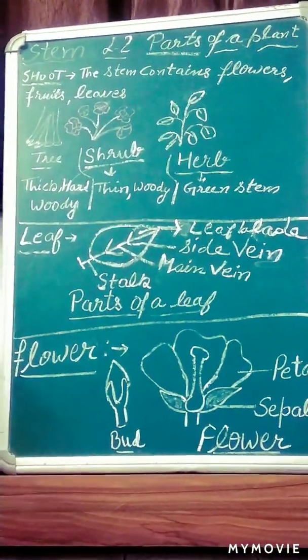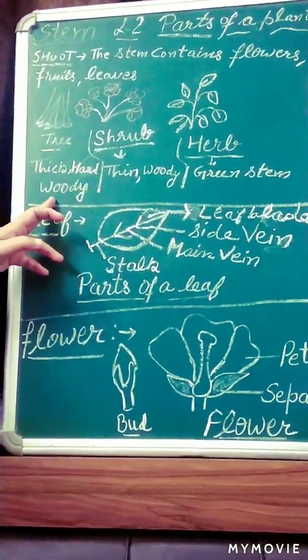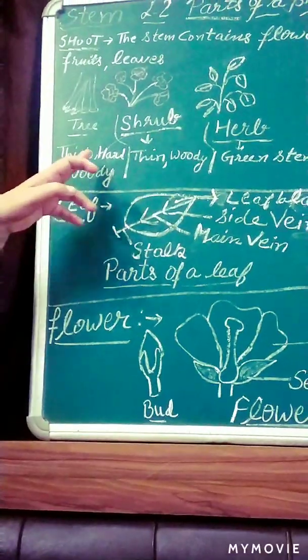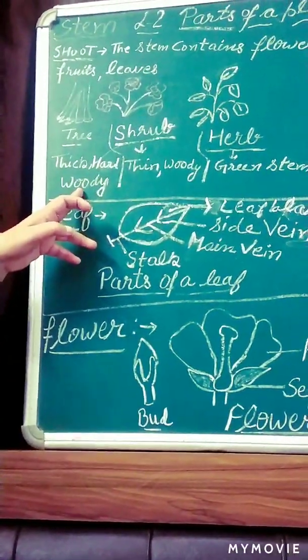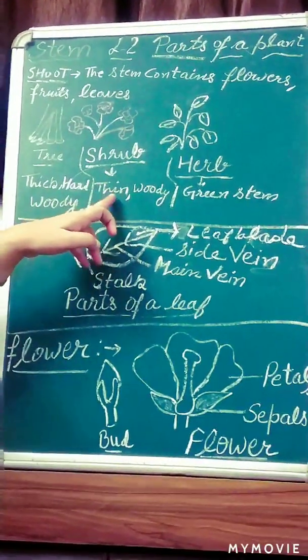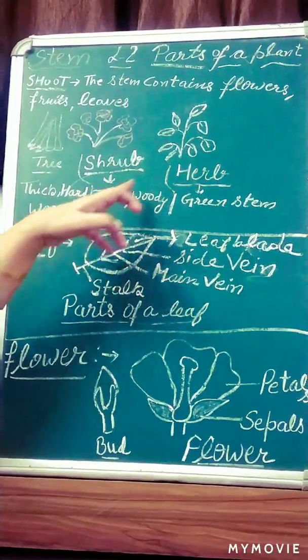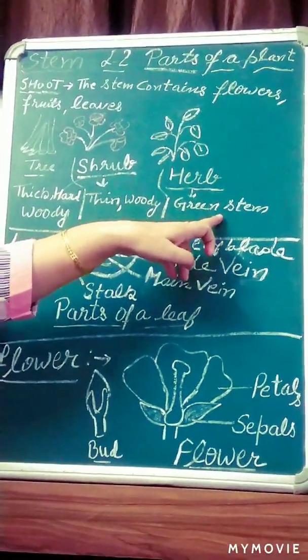Different plants have different kinds of stems. For example, trees have thick, hard and woody stem. Thick, moti, hard, sakhat, woody, lakkad wali. So another is shrub. This has a thin, patli, woody, lakkad wali stem. Herb contains green stem.